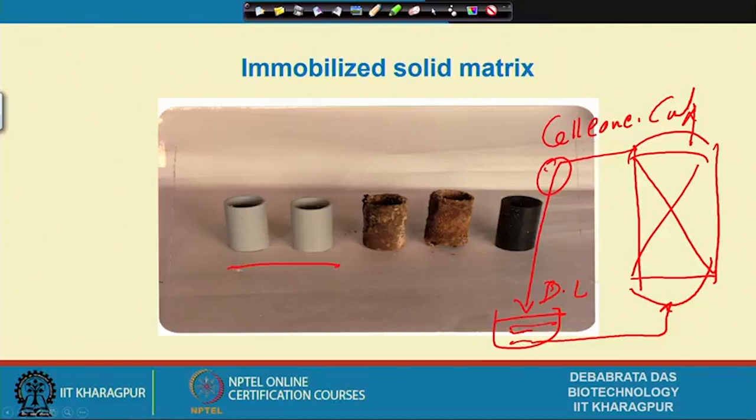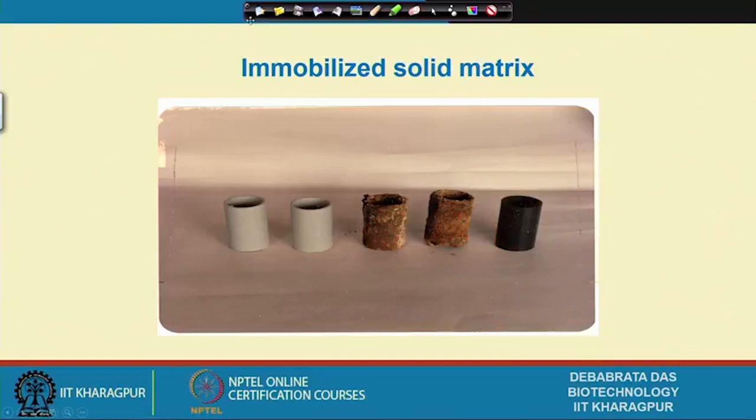Now, this is before immobilization, the solid matrix looks like this. After the immobilization, you can see this is how the cell is attached to the surface of the solid matrix. Now, when you take this cell out, it becomes black. This black color might be due to the H2S that formed during the anaerobic digestion process. This reacts with the polypropylene and changes the color of the solid matrix.